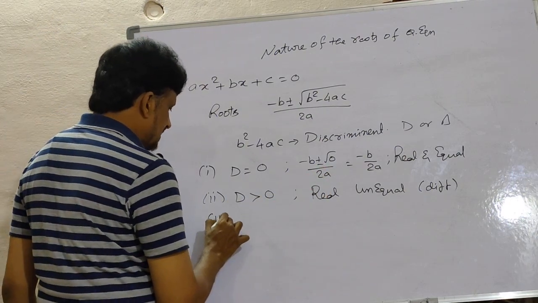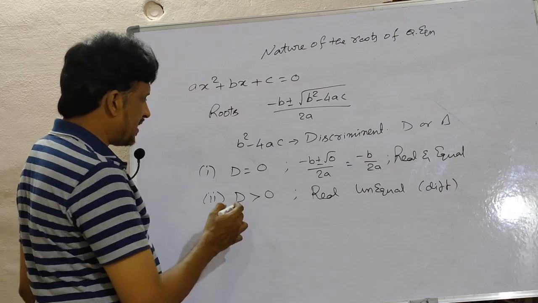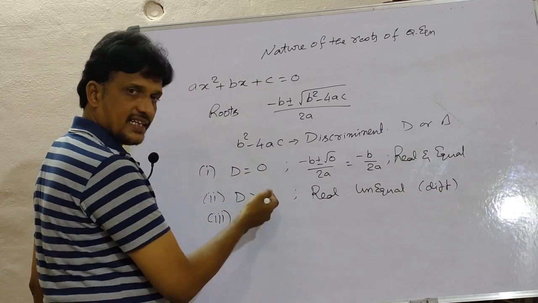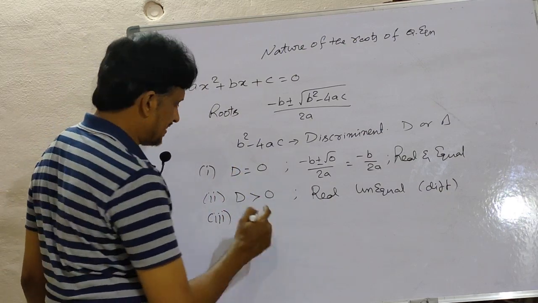And in the third case, the discriminant is neither equal to 0 nor greater than 0. The third case means it is less than 0.